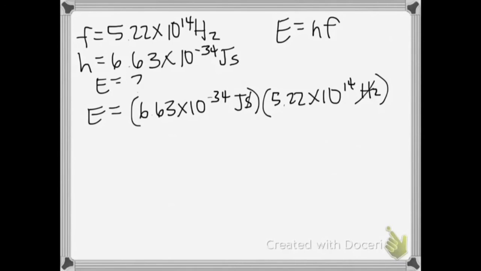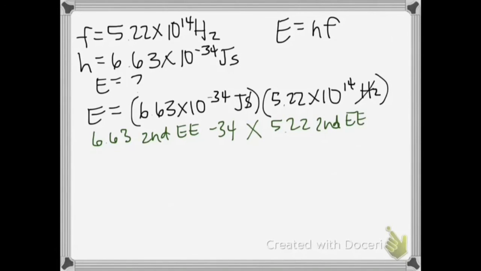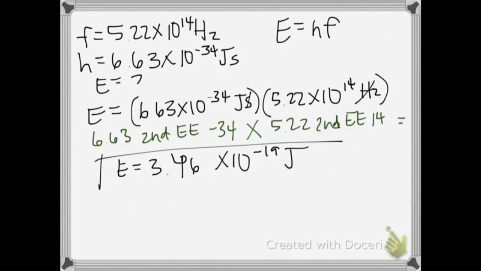And again, I'm going to show you in the calculator what you would push. You're going to do 6.63 second EE negative 34, and then you're going to put what you're doing. This time we're multiplying, so I'm going to push the times button. 5.22 second EE 14. Then we push our equals button. That's going to give us our answer, which in this case, my energy is going to be 3.46 times 10 to the negative 19th joules. And that's my answer.